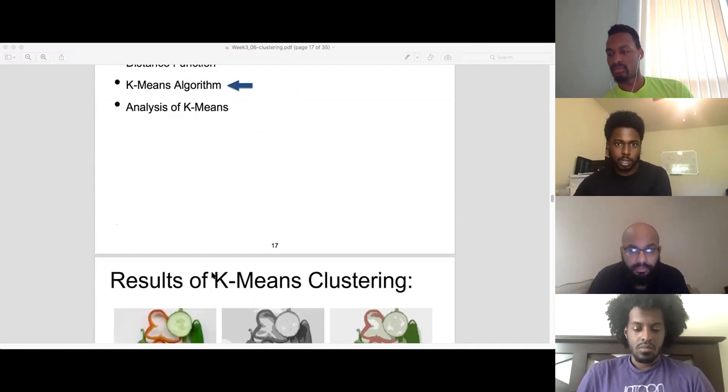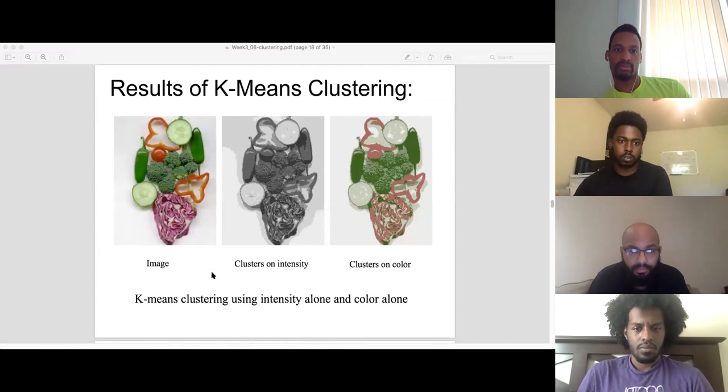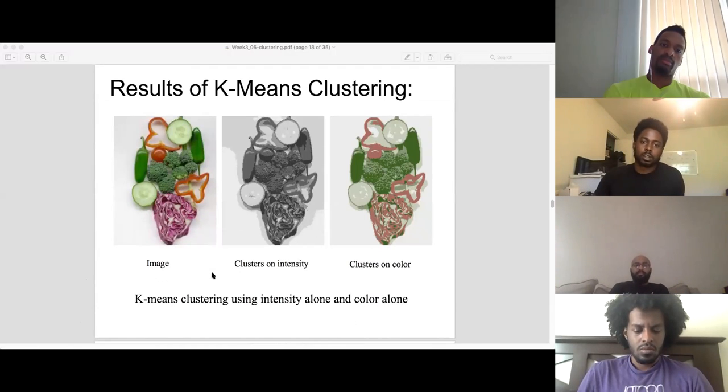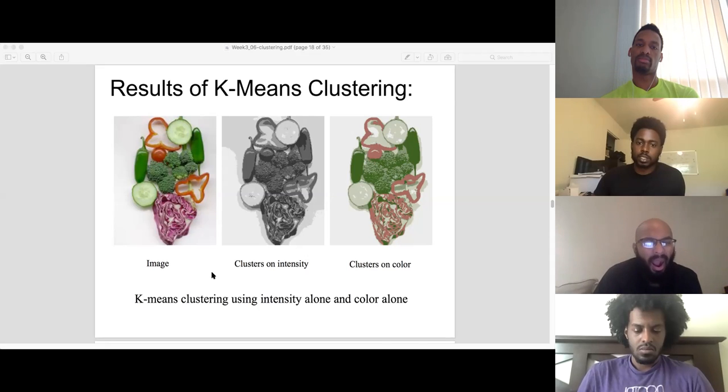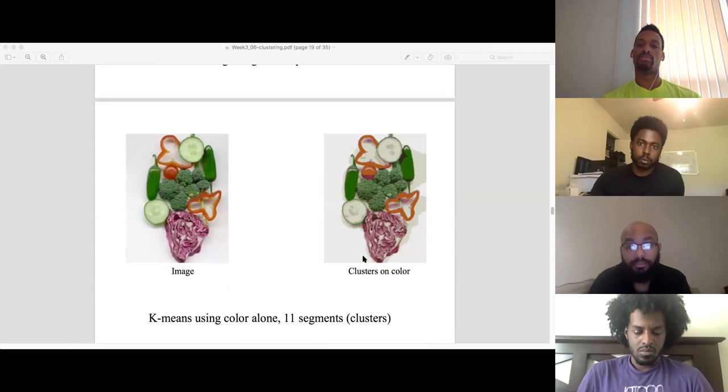So now we're going to talk about k-means clustering. We have an example of k-means here. Basically, we're representing an image based on its intensity or color alone. And depending on how we do the k-means, you might end up with an image like this, an image like this. I think it's better to look at this example.